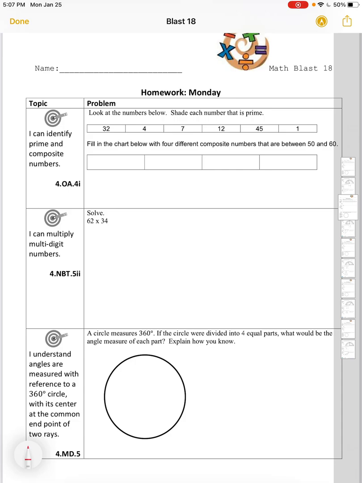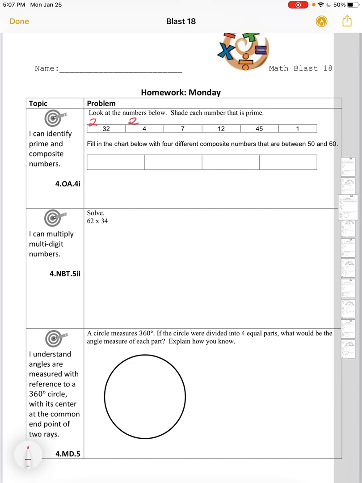32. 32 has 1 and 32 as factors. If those are the only two factors, we would consider that number prime. However, I know that 2 is another factor of 32 because since 32 is even, then 2 is going to be a factor. So 32 is a composite number. 4, again, if 1 and 4 were the only factors of 4, that would be a prime number. If I can determine any other factor of 4, it's not going to be prime, but instead will be composite. And guess what? Since it's an even number, 2 is going to be another factor, making that composite.